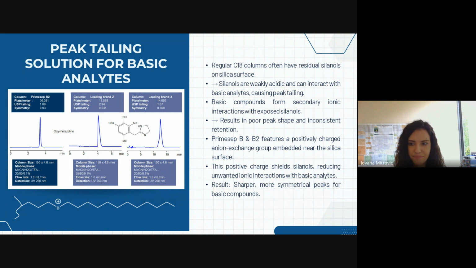So, for example, when analyzing, like we have here, oxymetazoline on the mixed mode PrimeSep B2 column compared to a traditional C18 reverse phase column, the peak shape is significantly improved with PrimeSep B2. The result is consistent, sharp peaks, and reliable retention, even for challenging basic drugs and amine-containing analytes. This makes the PrimeSep B series columns ideal for the analysis of hydrophobic basic compounds.